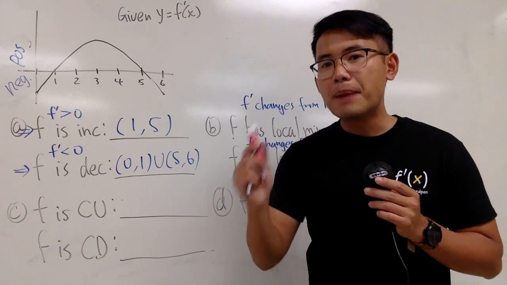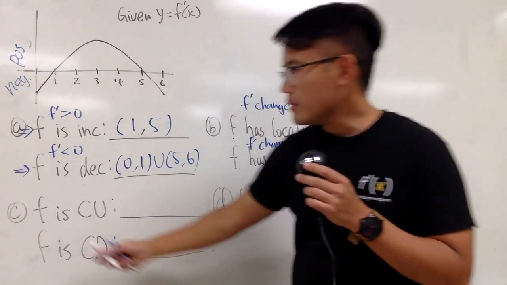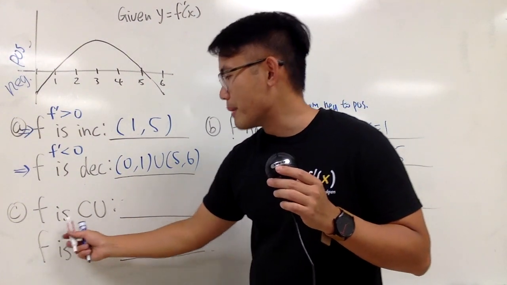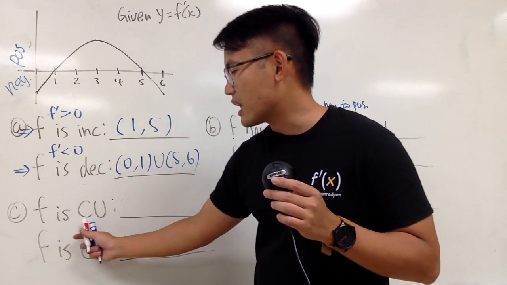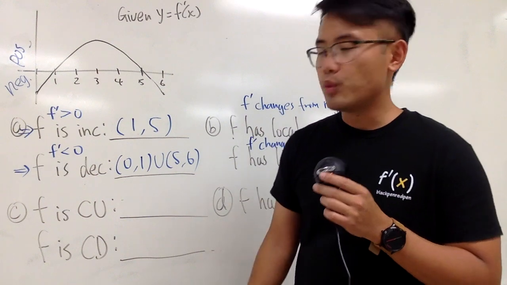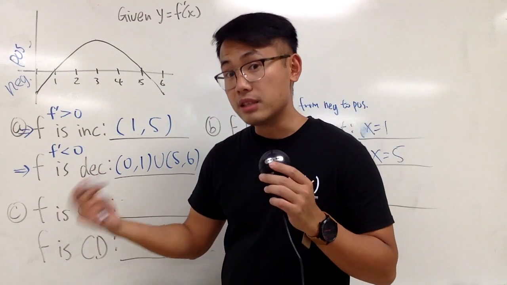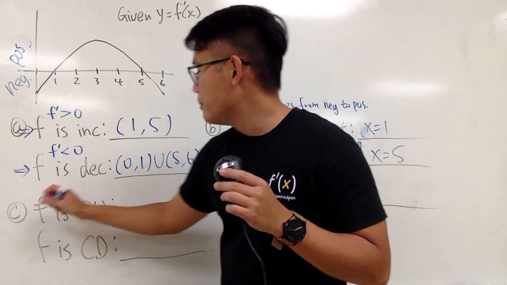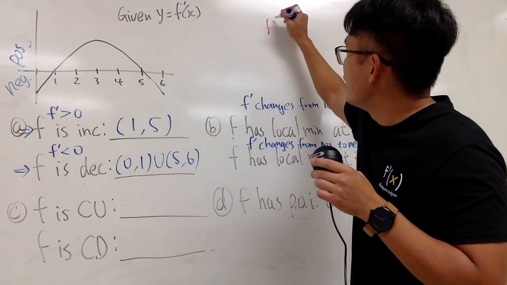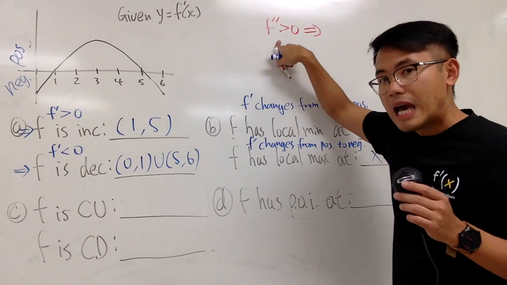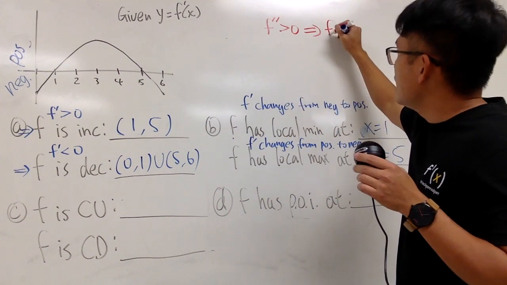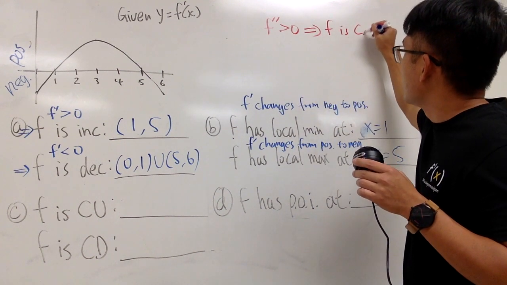Now, concave up, concave down situation. How can we find f prime? How can we find f? The original is concave up. Well, we have to utilize the second derivative, right? This means, let me just write this down right here. We need to have f double prime to be greater than 0. This will tell us the original function f is concave up.